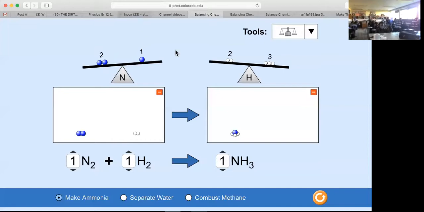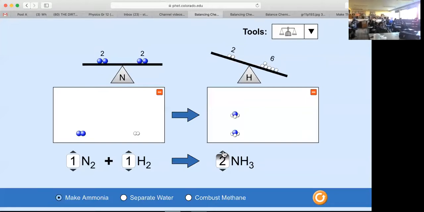That's not balanced. You've got 2 nitrogens on the left, but you've only got 1 on the right. So that's obviously not balanced. So what are we going to do? We're going to have to raise the number there to a 2. Now look at that. The nitrogens are balanced. So we can put a big tick there and a tick there.